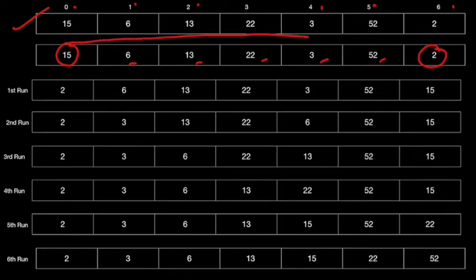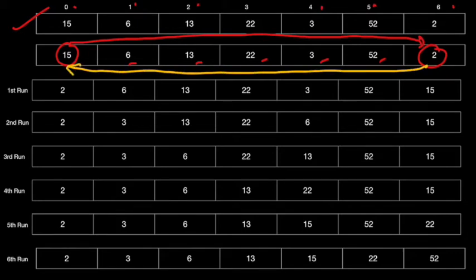So 15 and 2 will interchange their position. 15 will go to where the 2 was placed, and 2 will come to the first place. So after the first run, our array will look like this: the 2 has been placed at the beginning and 15 is at the last where the 2 was.